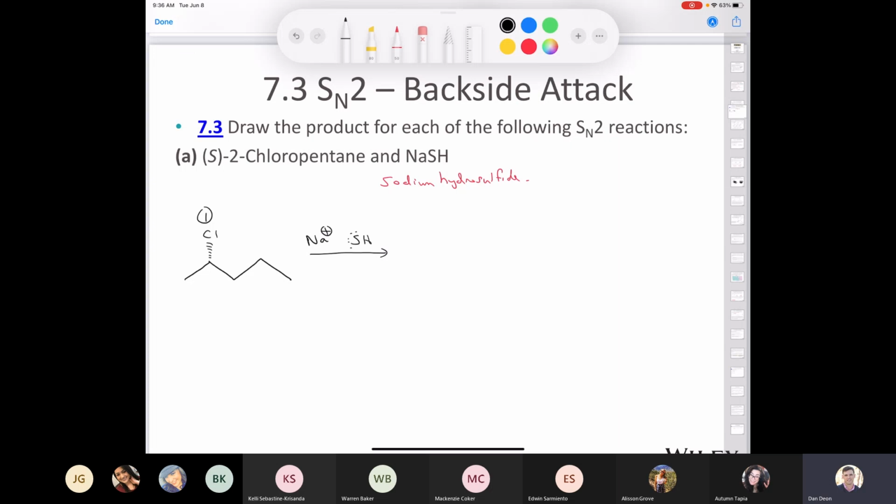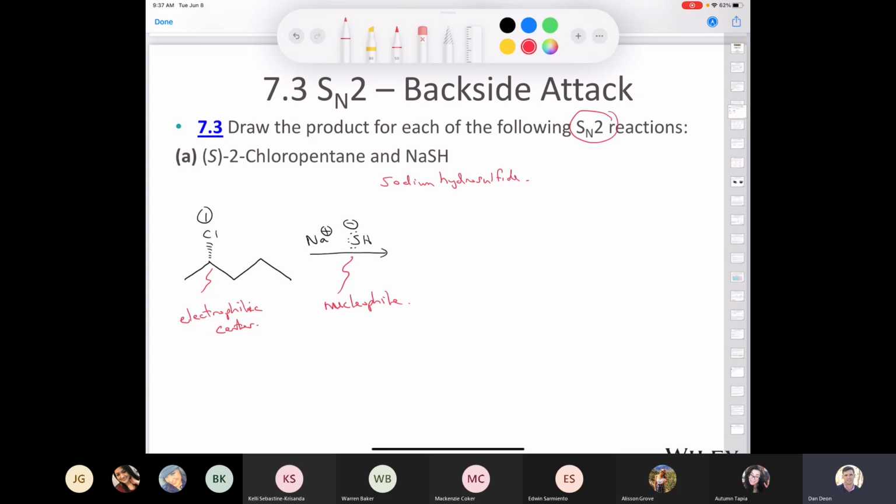So here's my hydrosulfide ion. This is my nucleophile, right? This is my electrophilic carbon. So this is my electrophile or my electrophilic center. This is my nucleophile. This is going to be a nucleophilic attack followed by a loss of leaving group because these 2 steps occur simultaneously in an SN2 reaction.